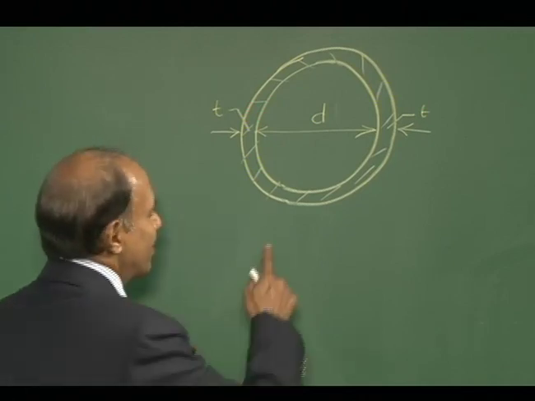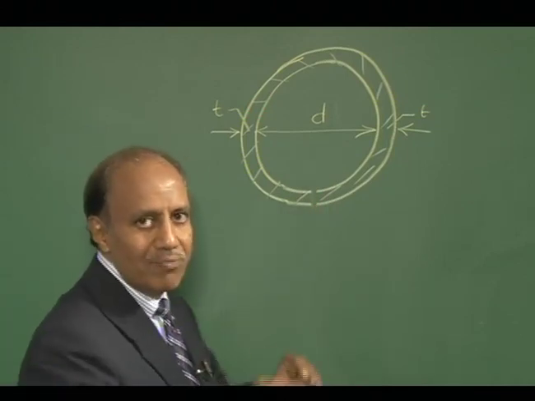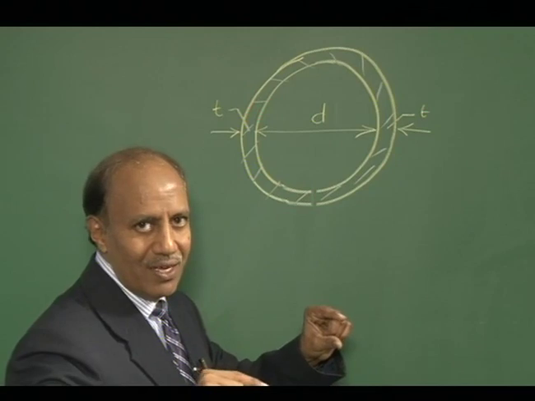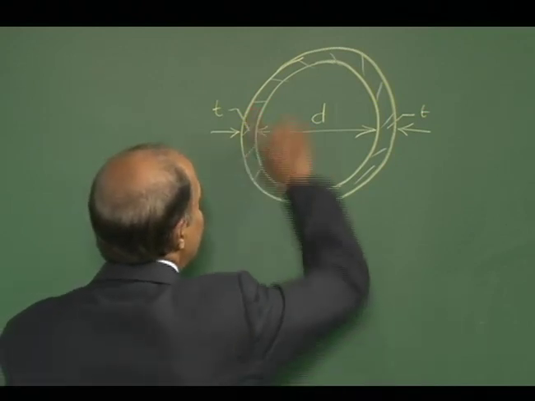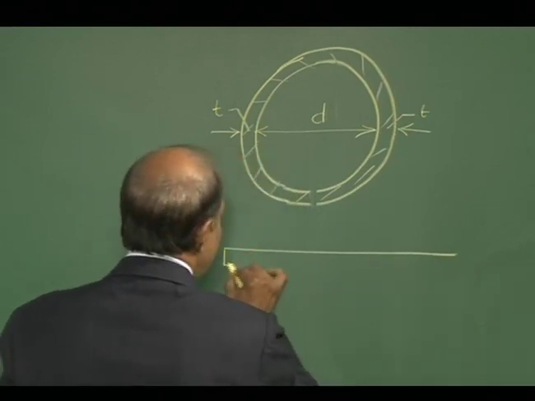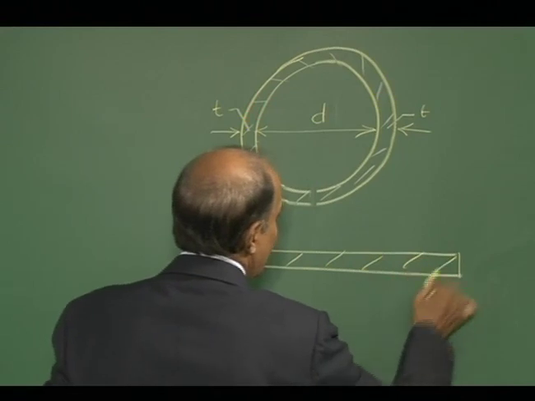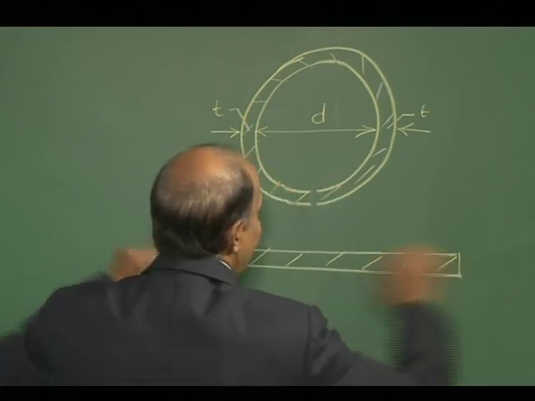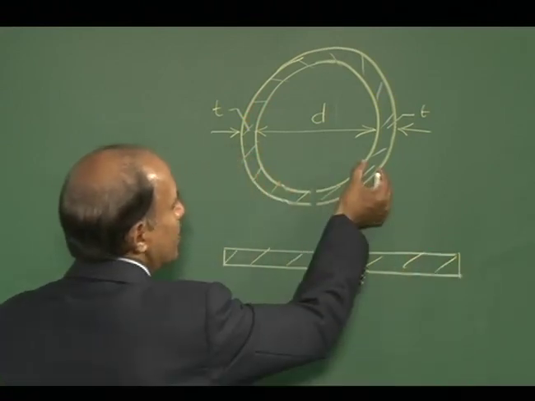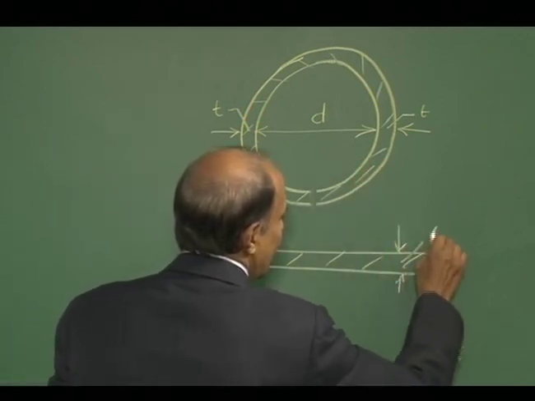Now, I am just trying to cut this cylinder and make it a rectangle. I am just trying to cut this and then spread it as a rectangle. Now, what is this? It is a thickness. So, obviously, that is T, thickness.